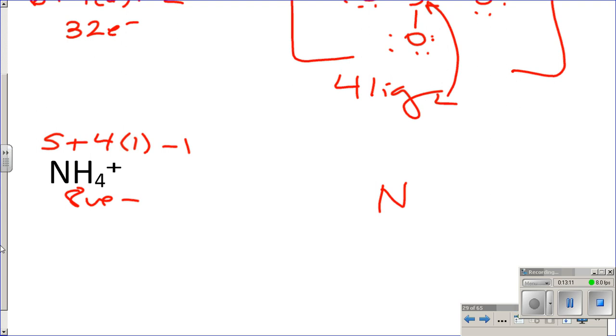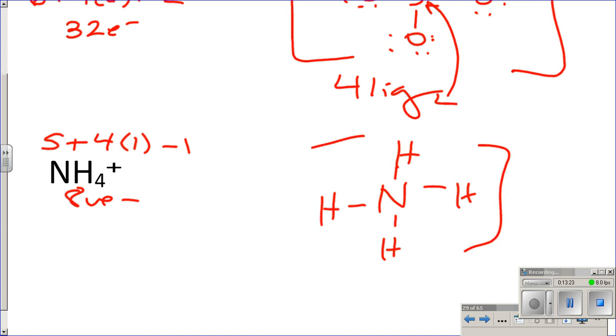Nitrogen in the middle, and in the middle, 4 bonds. How many electrons have I used thus far? 8. What's still wrong with this? Bracket, right, because it's an ion, has a +1 charge. All right, so you get the flow of this really well.